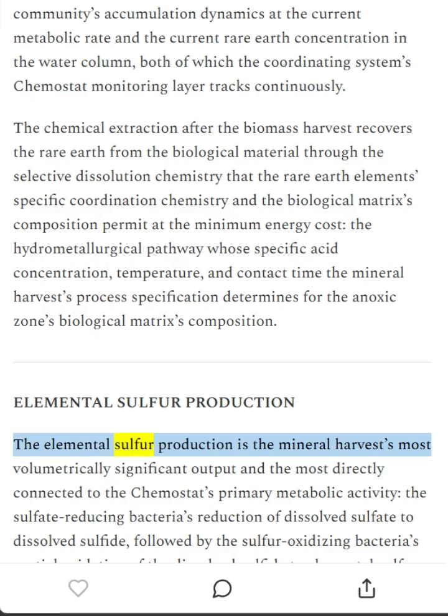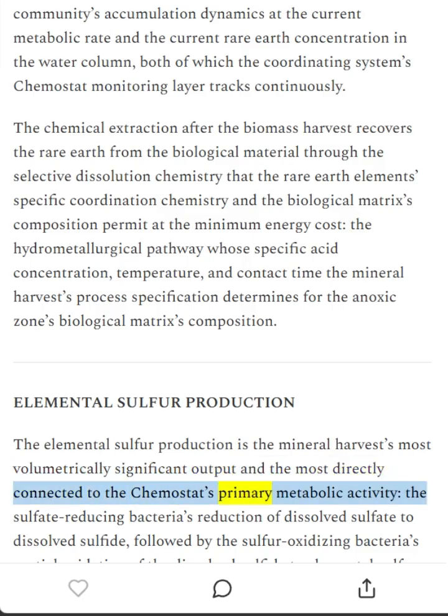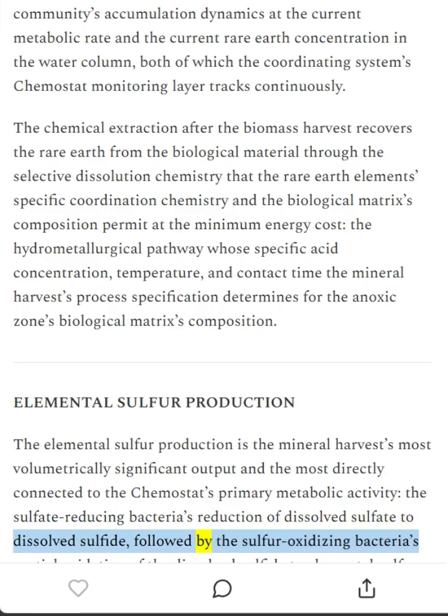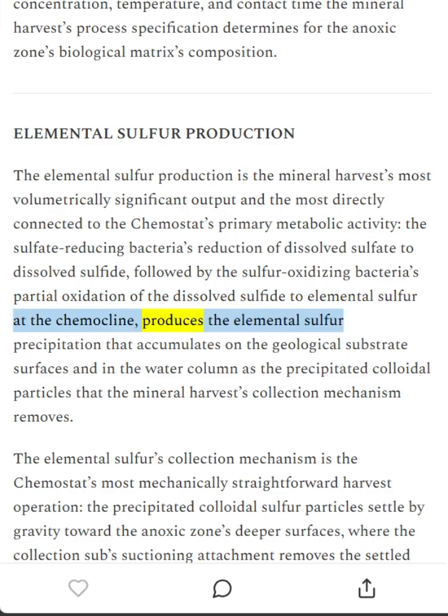Elemental sulfur production. The elemental sulfur production is the mineral harvest's most volumetrically significant output and the most directly connected to the chemostat's primary metabolic activity. The sulfate-reducing bacteria's reduction of dissolved sulfate to dissolved sulfide, followed by the sulfur-oxidizing bacteria's partial oxidation of the dissolved sulfide to elemental sulfur at the chemocline, produces the elemental sulfur precipitation that accumulates on the geological substrate surfaces and in the water column as the precipitated colloidal particles that the mineral harvest's collection mechanism removes.